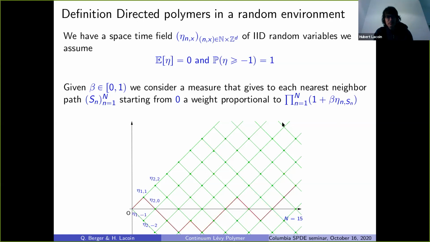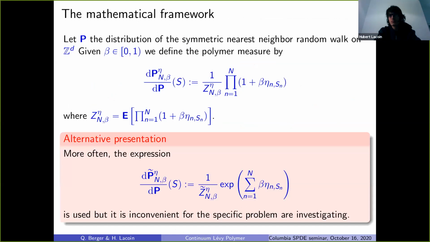It's more convenient to think of this measure as a measure on the set of infinite paths. If we take P to be the distribution of the symmetric nearest neighbor random walk on Z^D, we'll just say that our polymer measure is absolutely continuous with respect to P, and its density will be proportional to this product of 1 plus beta eta that I talked about before. We want this to be a probability, so you will have to renormalize by what we call the partition function. It's just the expectation of this with respect to the random walk.